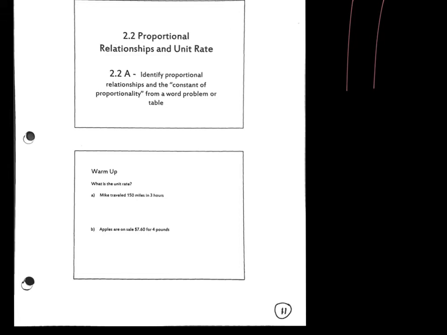All right, guys, so we are filling in notes on proportional relationships and the unit rate. To just jog your memory, the unit rate is how much it is for one of something. So Mike's traveling 150 miles in 3 hours. Hours is going to be our independent variable, where miles is going to be our dependent variable. So to calculate the unit rate, we take our dependent variable and divide it by our independent variable.